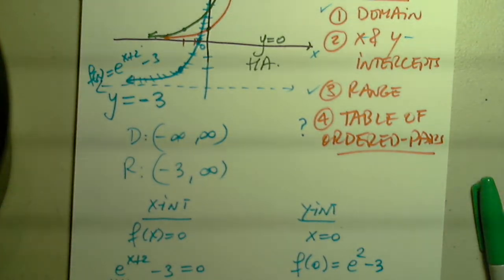And it doesn't say, but that is always the case. We always have to look for the x and y intercepts, always. It's part of the graphing process.